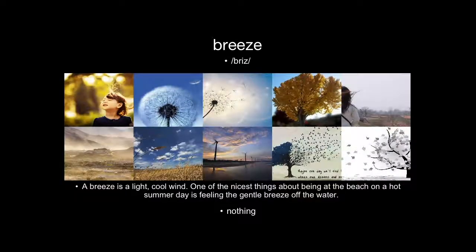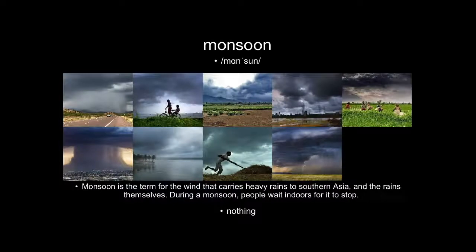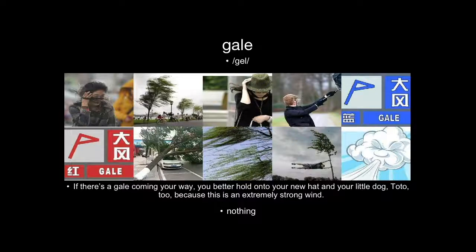Breeze is a light, cool wind. One of the nicest things about being at the beach on a hot summer day is feeling the gentle breeze off the water. Monsoon is the term for the wind that carries heavy rains to southern Asia, and the rains themselves. During a monsoon, people wait indoors for it to stop. Gale. If there's a gale coming your way, you better hold onto your new head and your little dog, Toto too, because this is an extremely strong wind.